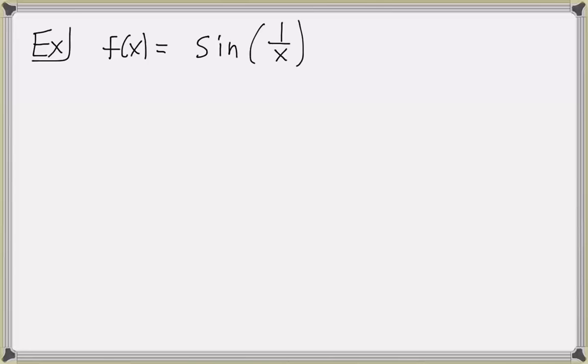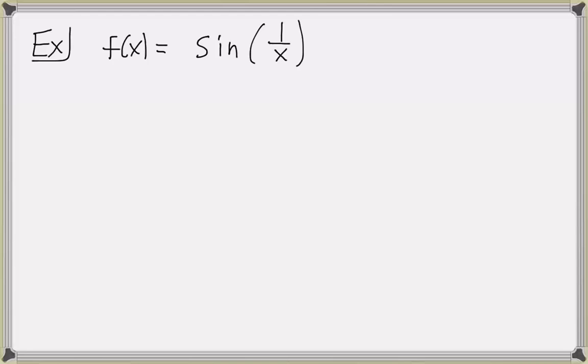Let's look at one more special case when a limit does not exist. Consider the function f of x equals sine of 1 over x. So since x is in the denominator, we see that there's going to be a problem with this function as x gets closer and closer to 0. So again, we're going to look at the limit of f of x as x approaches 0.